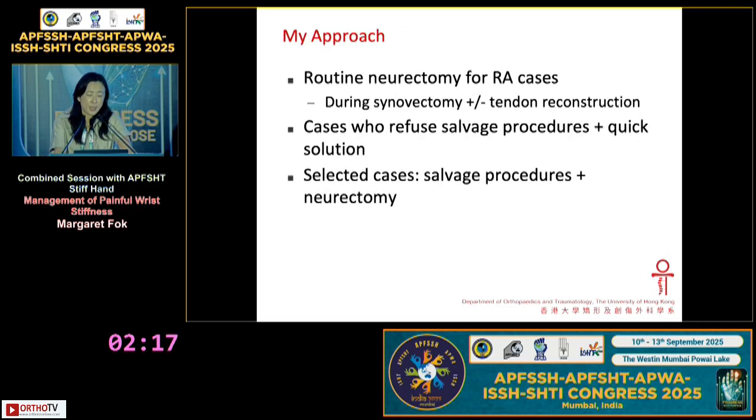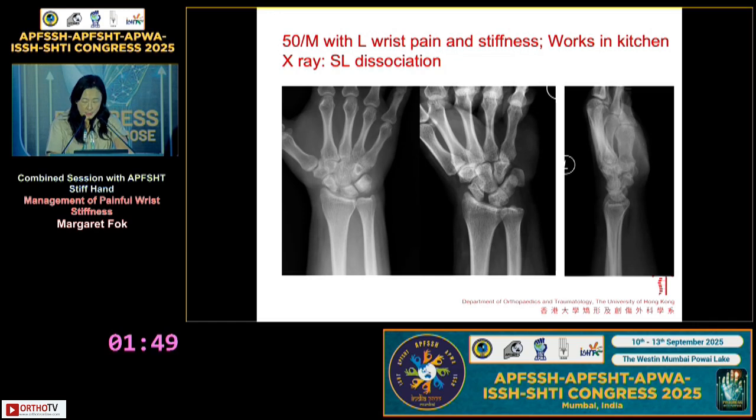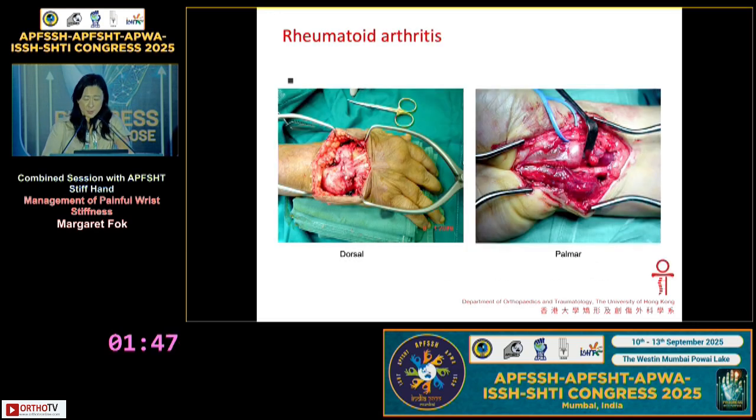So what is my approach? My approach is that we do routine neurectomy for rheumatoid arthritis, because when I'm doing the synovectomy and the tendon reconstruction, I see the PIN nerve, I might as well just do it, and that will give good pain relief. For cases who refuse salvage procedures, it is a quick solution, and for selected cases, when I do salvage procedures, I will do a neurectomy just in case as well. So this is a case with rheumatoid arthritis, where I opened the dorsal and palmar, and I would do a neurectomy at the same time.